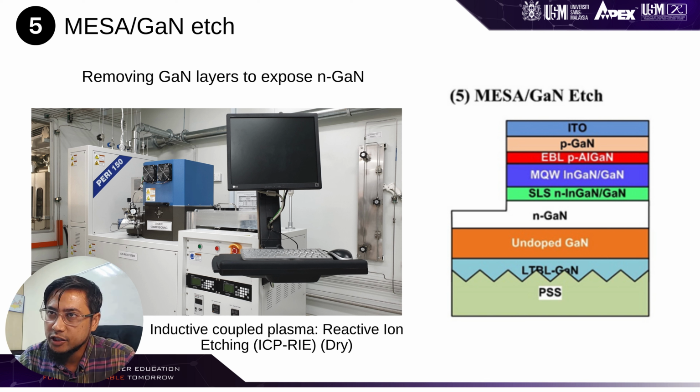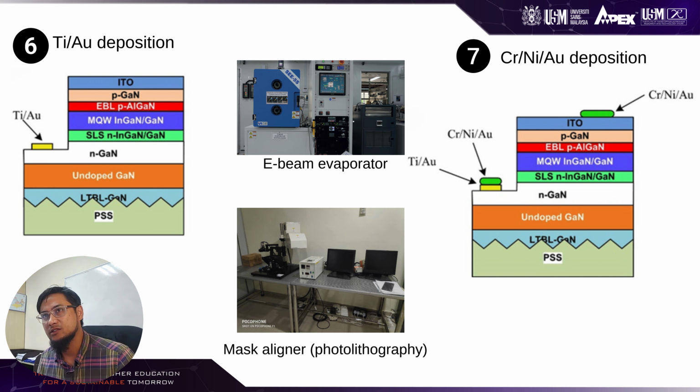Remember, our LED should have two electrodes. One is positive, which is connected to the top P-GaN layer, and another one is a negative electrode, which is connected to the N-GaN layer. Now, our LED begins to take shape, right? But we are not finished. We still need to add the electrodes, which are made of metal, right?